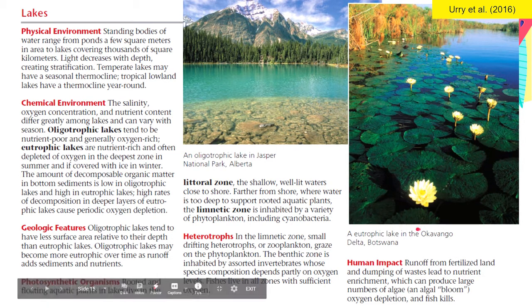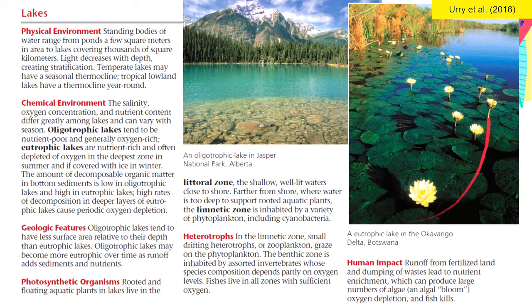This one is an example of a eutrophic lake, as mentioned here. It is nutrient rich, that's why you have a lot of plants here, but very little oxygen, because as you can see, they have mostly covered this part of the lake, so light cannot penetrate into the water anymore.